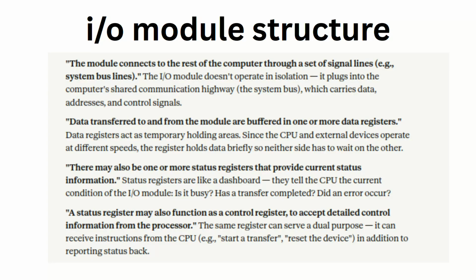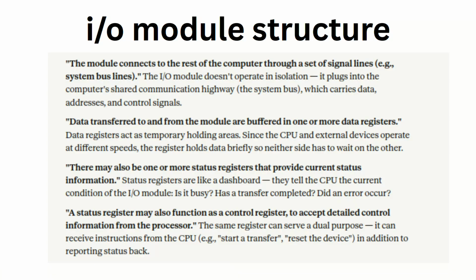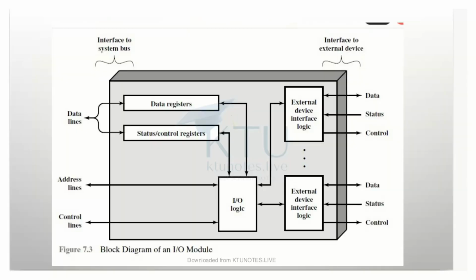Why? In order to balance the speed difference between the CPU and the external device, because they operate at different speeds, right? This prevents either the IO module or the CPU from having to wait on the other. Then we have the status register, which gives the current status information of our IO module. The status register can also function as a control register, accepting detailed control information from the processor. The processor may give instructions like start a transfer or restart the device. That instruction is received by the IO module using this control register itself. That is why we have said it is the status or control register here.